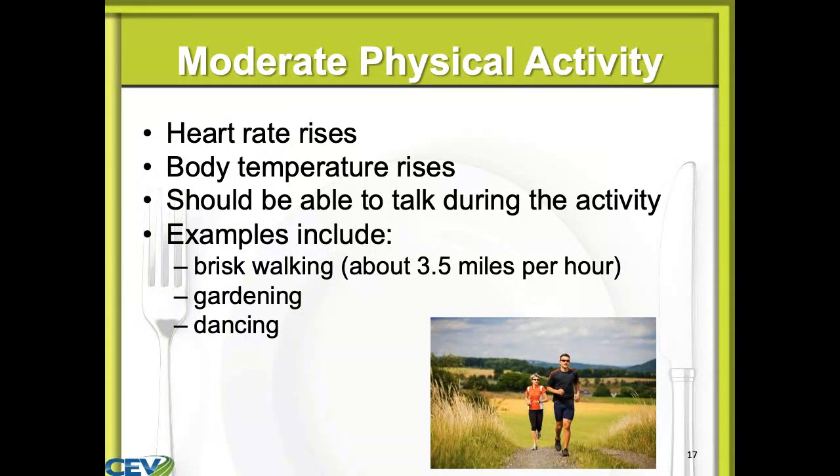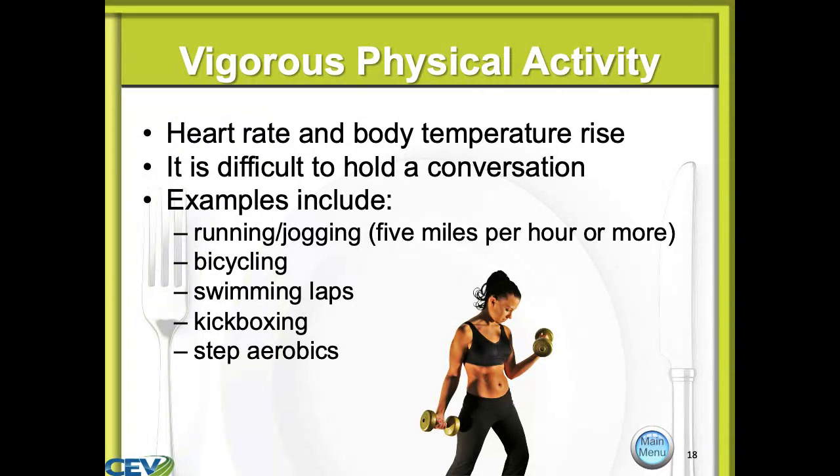So moderate exercise: heart rate rises, body temperature gets hot, brisk walking, gardening, dancing. Vigorous exercise is going to do those things as well, increase your heart rate, increase your temperature. This would be something where, as you're doing the exercise, it's going to be hard to carry on a conversation. You might be able to talk a little bit, but most likely not an in-depth conversation. These are going to be things like running, cycling, like I said, and doing those things.